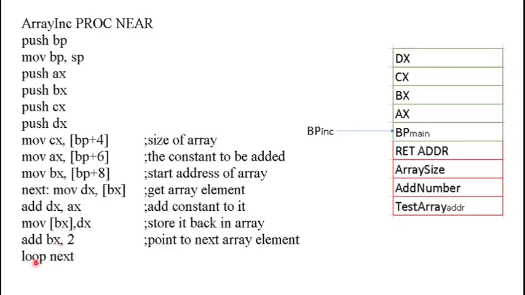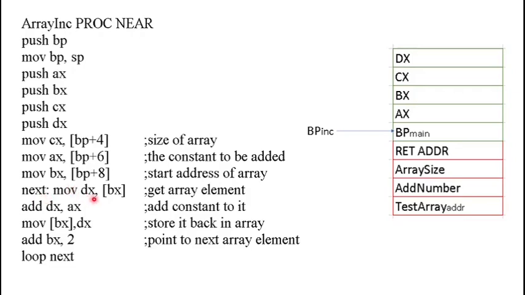Now we will just loop to this point. The number of elements of the array is loaded in CX, and CX will be decremented by 1. So what will loop do? We already know the action of loop. Loop will jump to the labeled location given as argument in the loop, provided CX is not 0. So before jumping it will decrement CX and check whether it is 0 or not. Then it will perform the jump. So here we will jump over here.